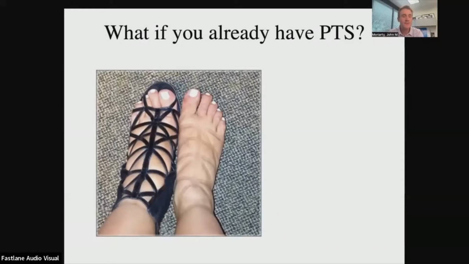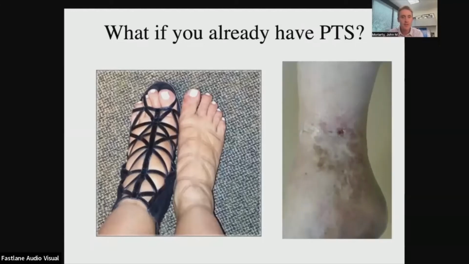Now, if this is you, what are the things that can be done? Because we want to prevent that from getting any worse. And we want to make sure that the person who has leg swelling gets improvement, but also doesn't go the way of an ulcer. And that's where we come in.